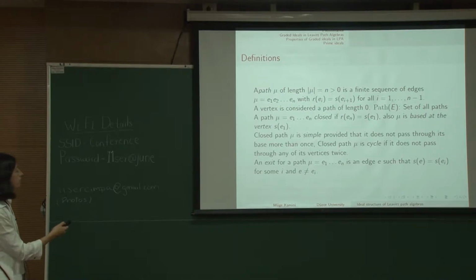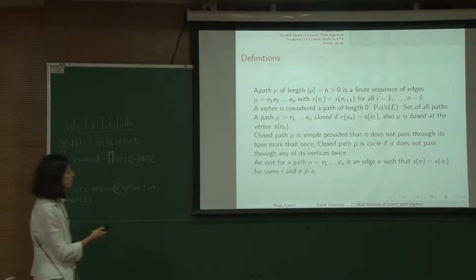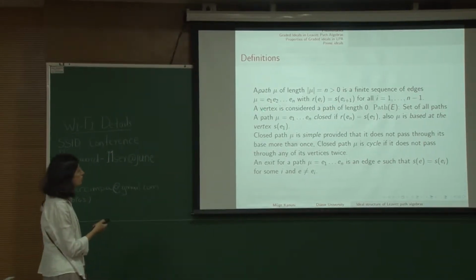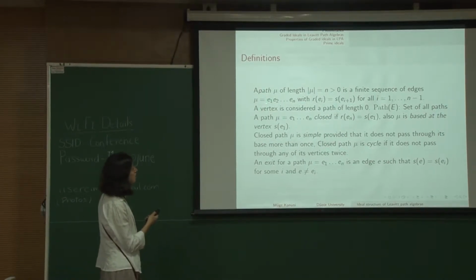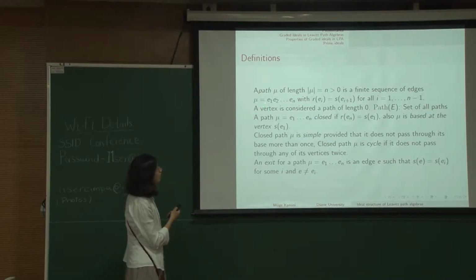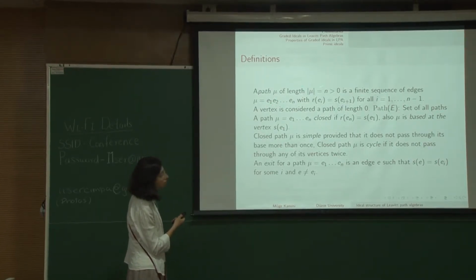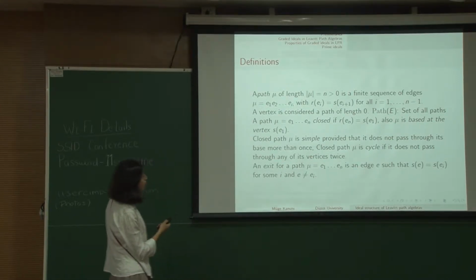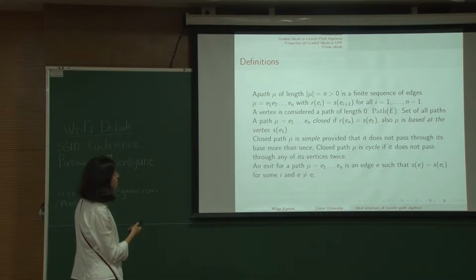A path is denoted by mu. A path is a finite sequence of edges. We denote it starting from e1, e2, e3, up to en, where the source of e2 is the range of e1, so I can concatenate them. If the concatenation makes sense, if you go from one to the other, that is going to be a path.